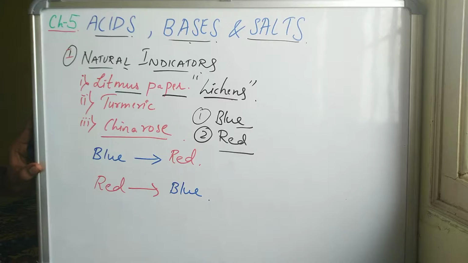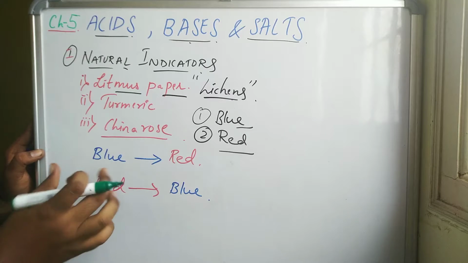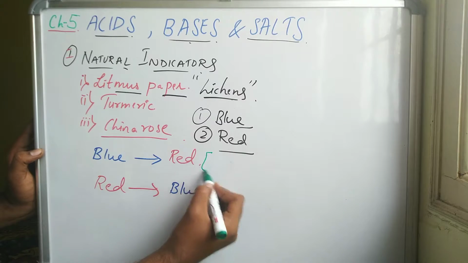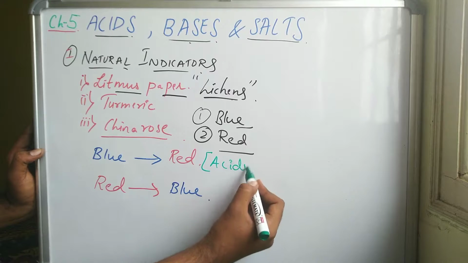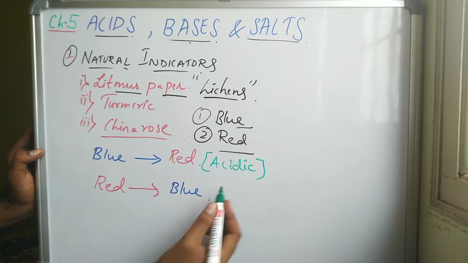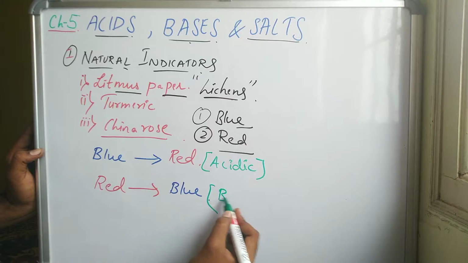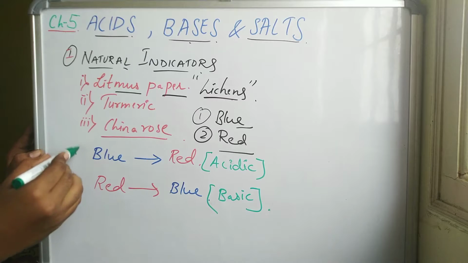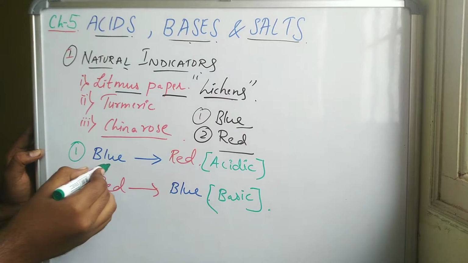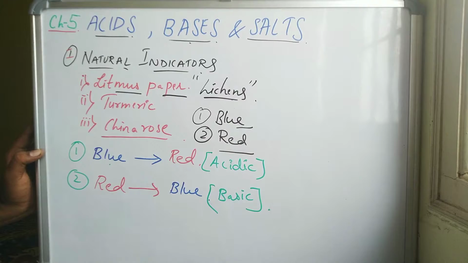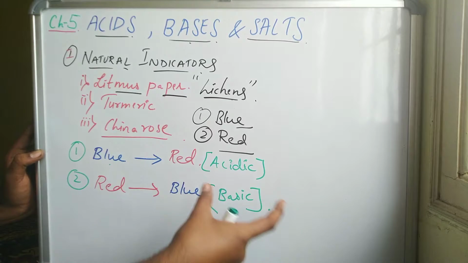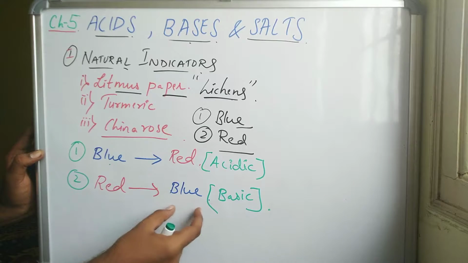Now basically blue to red means the substance is acidic. Red to blue means it is basic. These two points you have to remember for litmus paper. There are two types, blue and red. Blue turns to red, that indicates the substance is acidic. Red turns to blue, that indicates basic.